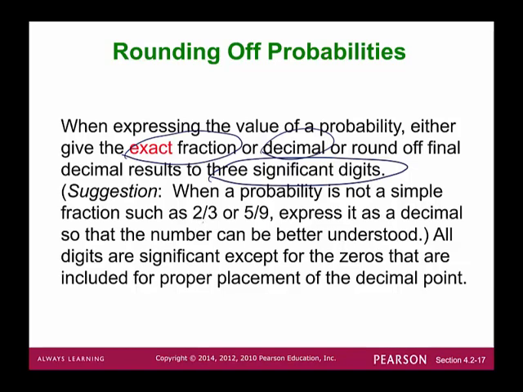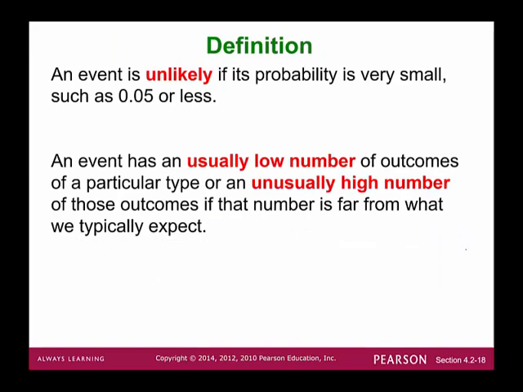Fractions like 2/3 and 5/8. An exact decimal could be the ones we used earlier, 0.5 or 0.25. An event is unlikely if its probability is very small, such as 0.05 and less. So if the probability of A is less than 0.05, then this is what we call an unlikely event.